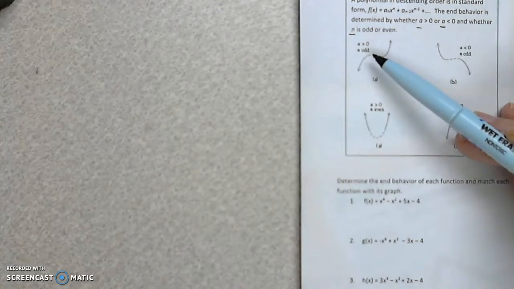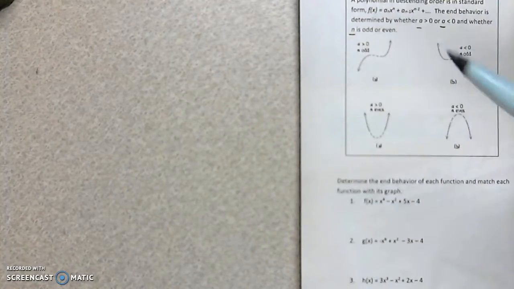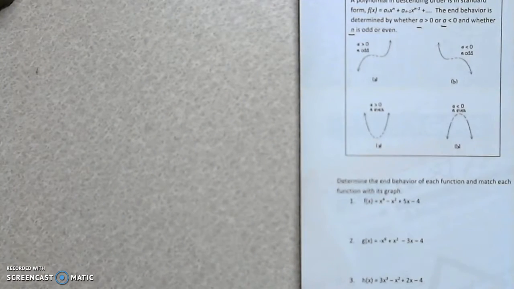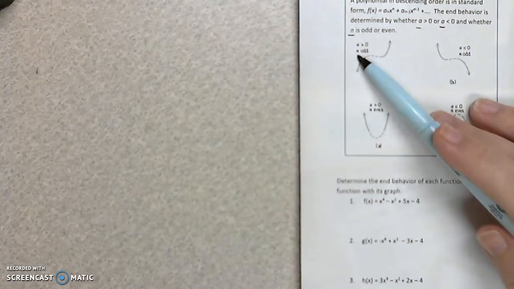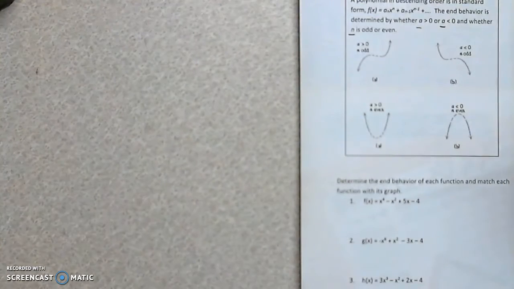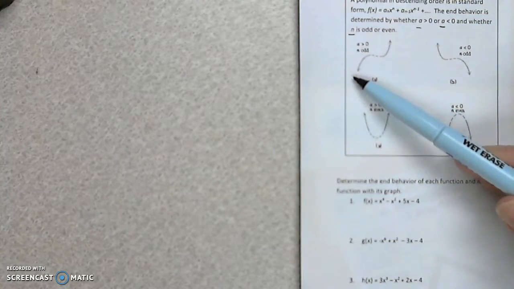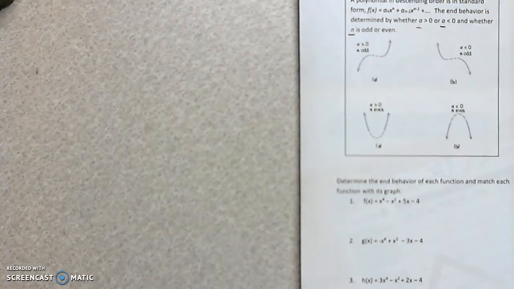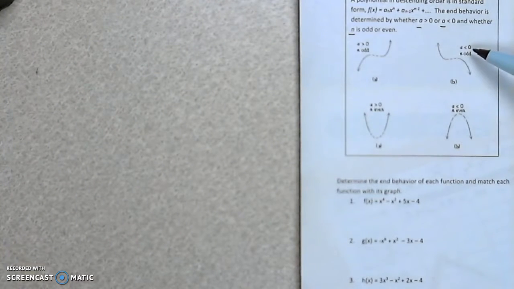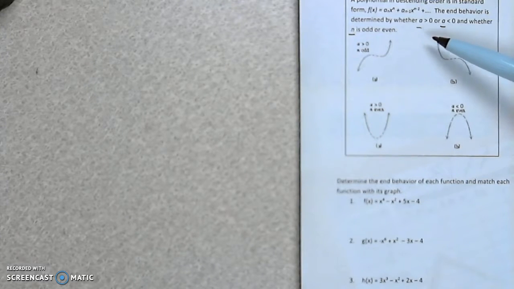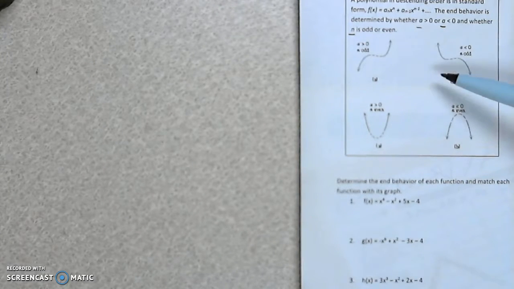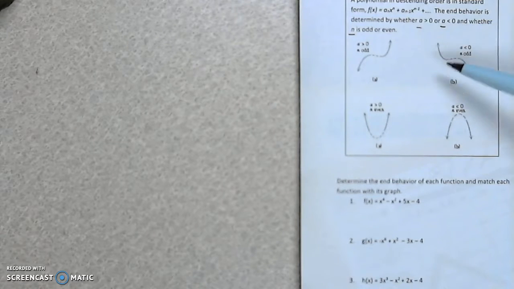So looking here at this chart, it says if A is greater than 0, so that means our leading coefficient is positive, and our exponent is an odd number, that's 1, 3, 5, 7, 9, so on and so forth, our graph should look like this. Left side facing down, the right side facing up. Alright, if our leading coefficient is negative, less than 0, and our exponent is still odd, the end behavior is going to switch. The left side will be going up, right side down.